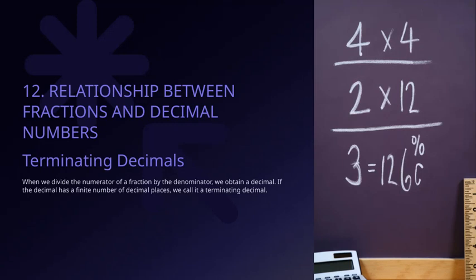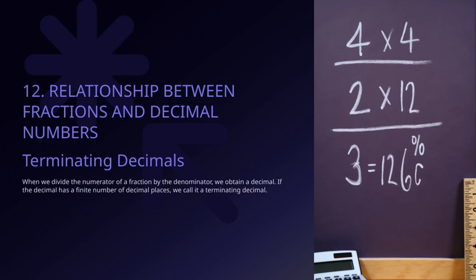Now, let's talk about what happens when we convert fractions into decimal numbers, specifically focusing on terminating decimals. When we take the numerator of a fraction and divide it by the denominator, we get a decimal. This is pretty straightforward, right? But what's really important to understand is when this decimal stops. That is, when it has a finite number of decimal places. We call such decimals terminating decimals.